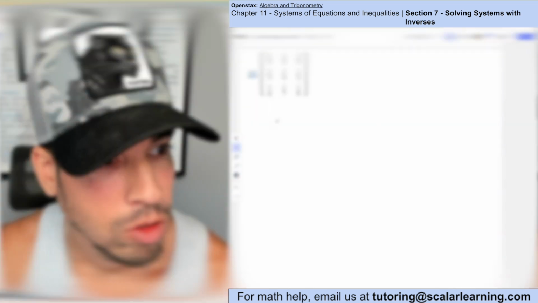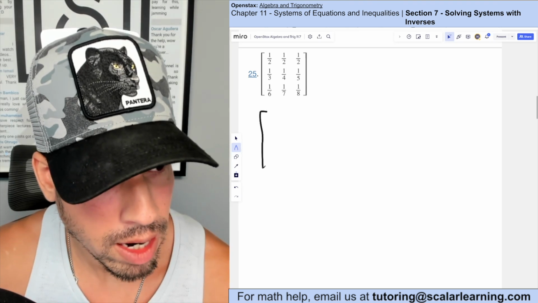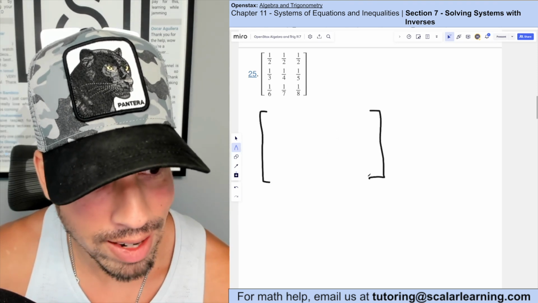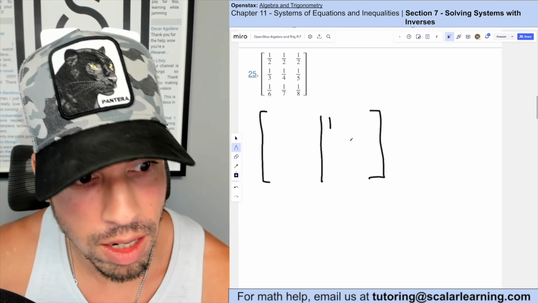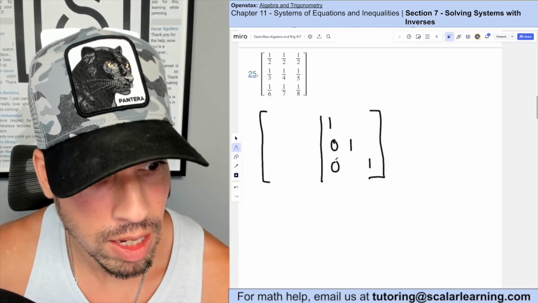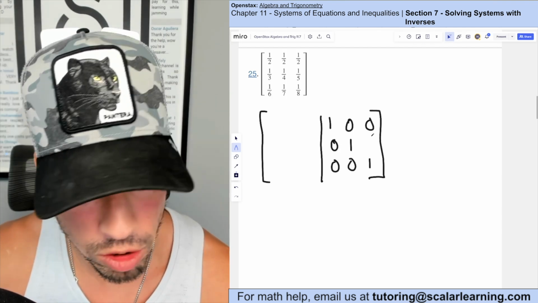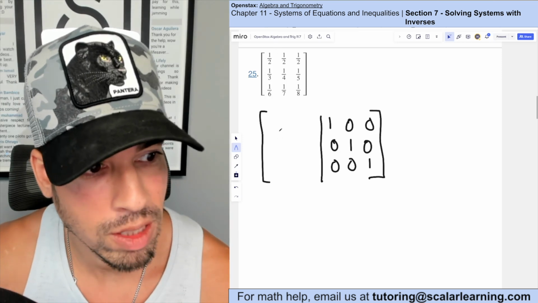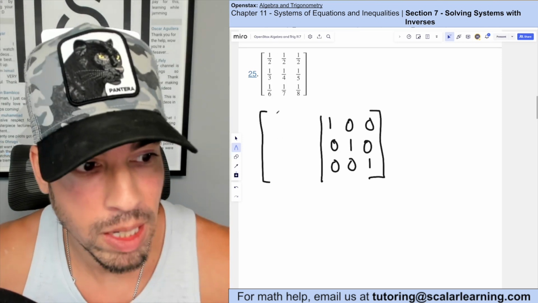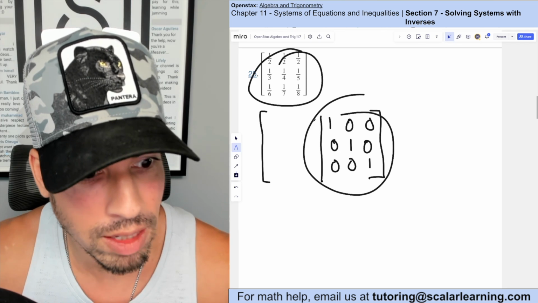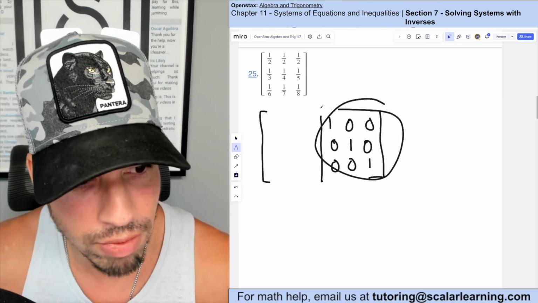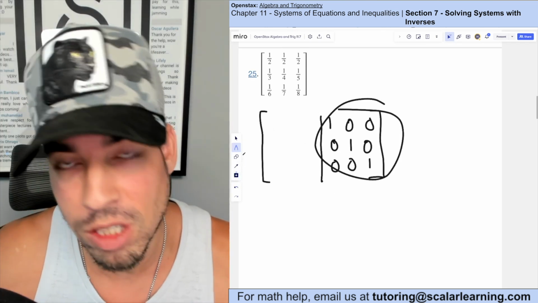Done. So for this one, we're going to start by writing out the matrix next to the identity matrix, okay? And the identity matrix, once again, is just that diagonal of ones with zeros all around. And then once we put this in here, we're going to basically try and flip this matrix into the identity matrix, and then whatever's left over here as we perform those row operations, that will be the inverse.